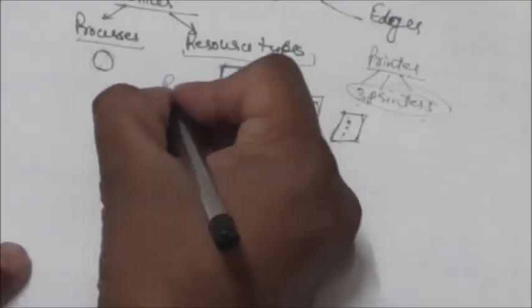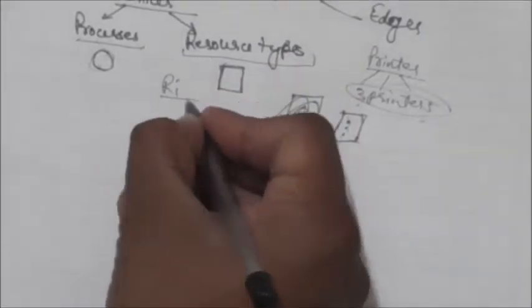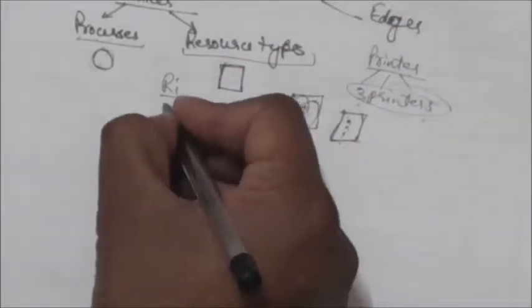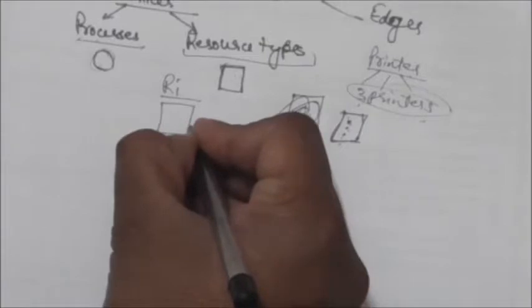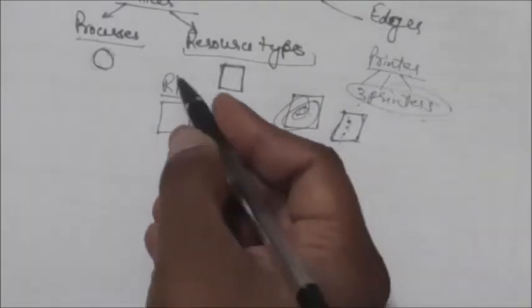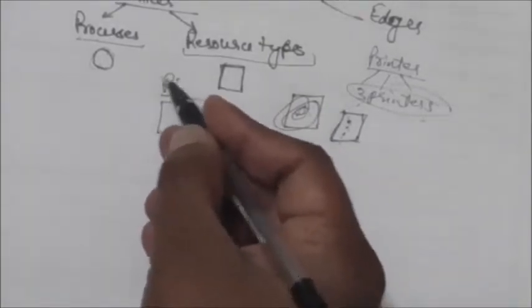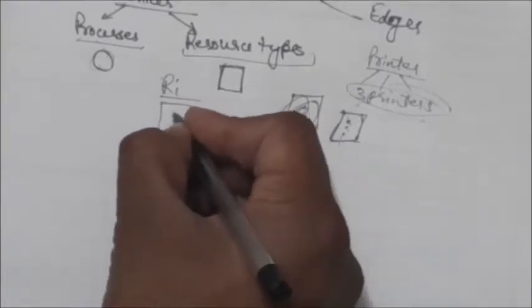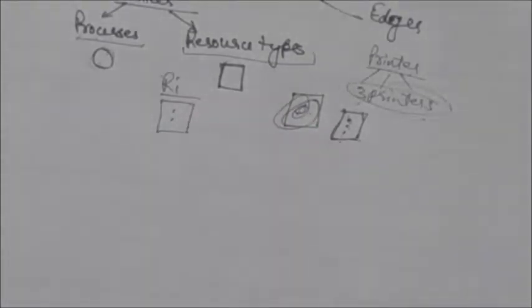Suppose the resource type is Ri. So in a system resource allocation graph, this resource type Ri will be represented by a rectangle. Suppose there are two instances of this resource type Ri. So to represent it, in this rectangle we will make two dots.